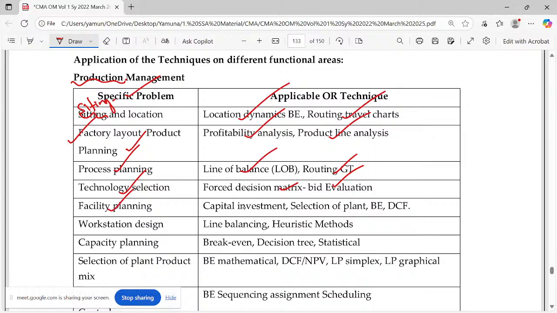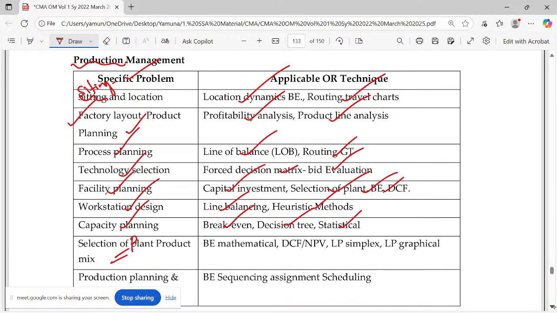Facility planning: how we are going to make use of additional capital or capital investment, which type of plant has to be selected, we use capital analysis, discounted cash flow. Workstation design uses line balancing or heuristic methods. Capacity planning, we have break-even analysis, decision tree, statistical methods, selection of plant product mix. Please make a note of this.